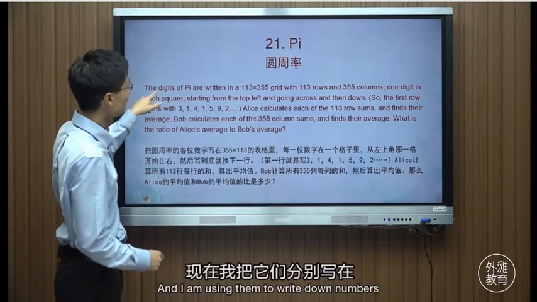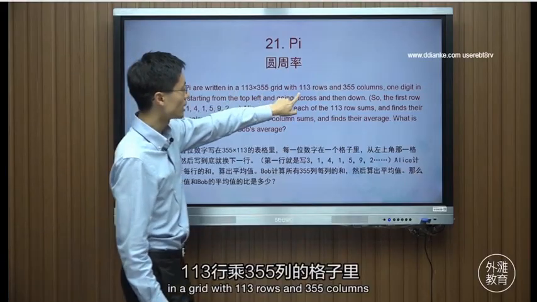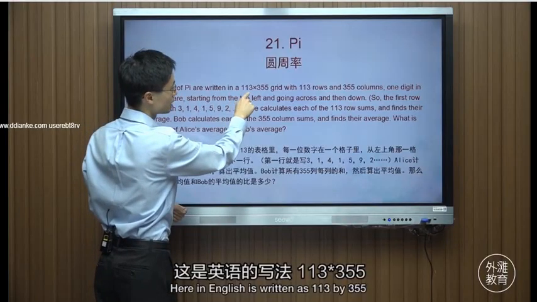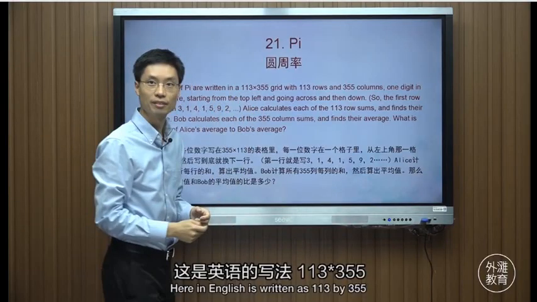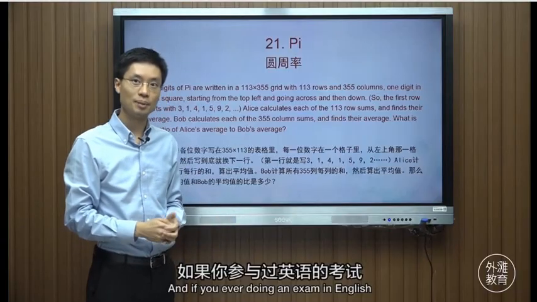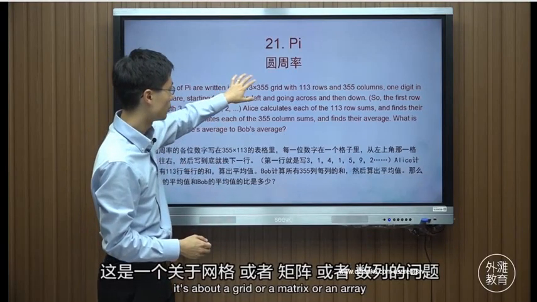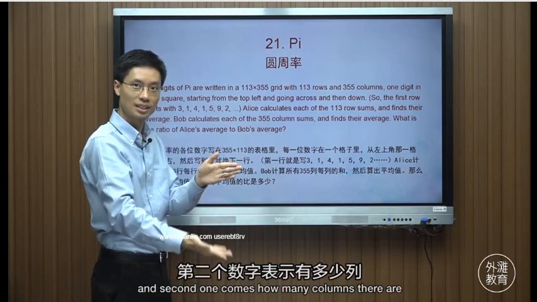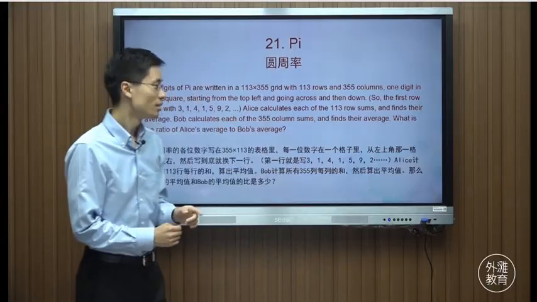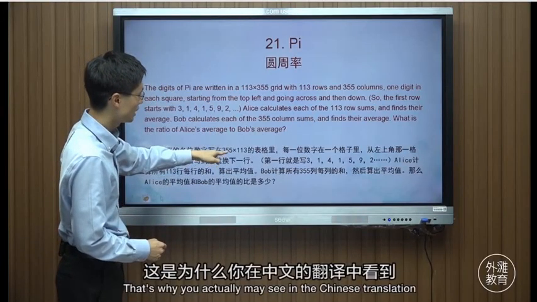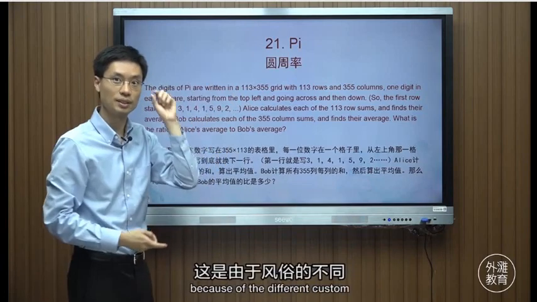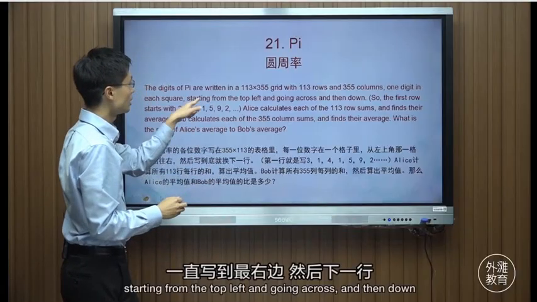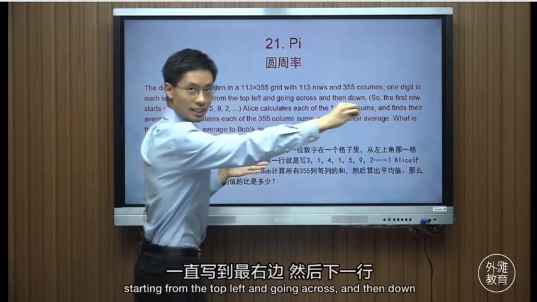And I'm using them to write down numbers in a grid with 113 rows and 355 columns. Here in English, it's written as 113 by 355. If you're ever doing an exam in English about a grid or a matrix or an array, the first number counts how many rows there are, and the second one counts how many columns there are. That's why you may see in the Chinese translation that the order of the numbers is flipped, because of a different custom. Okay, but the numbers are written one in each square, starting from the top left and then going across and then down.